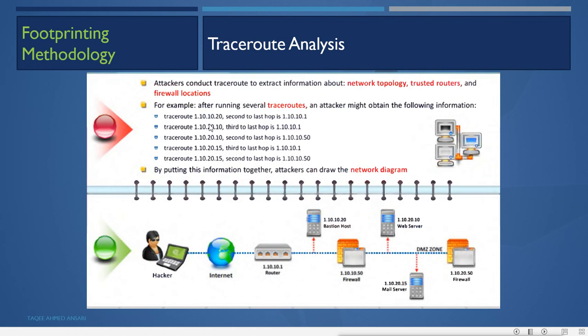For example, after running several traceroutes, an attacker might obtain the following information: the last hop is this, the second to last hop is this, the third to last hop is this, and so on. Now by putting this information together, the attacker can draw the network diagram.